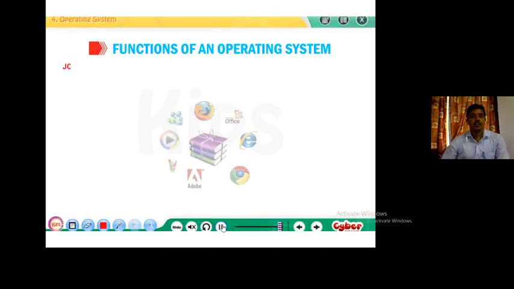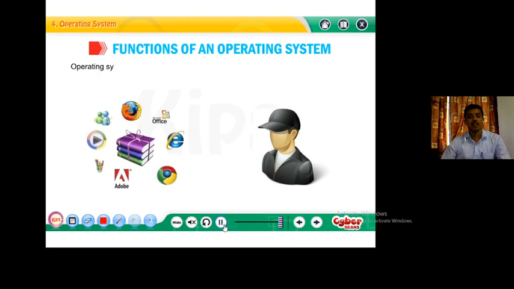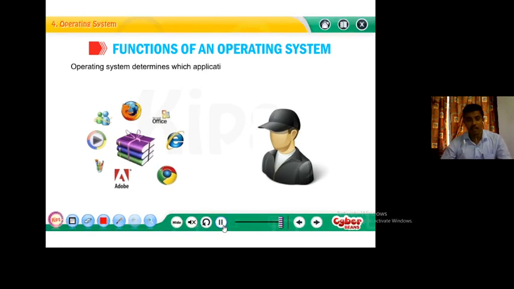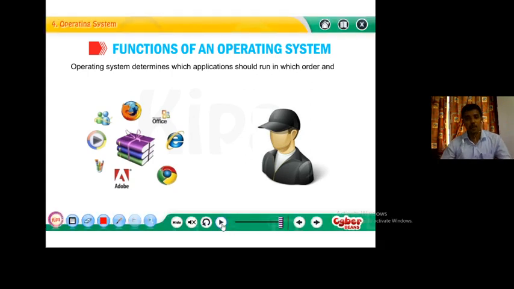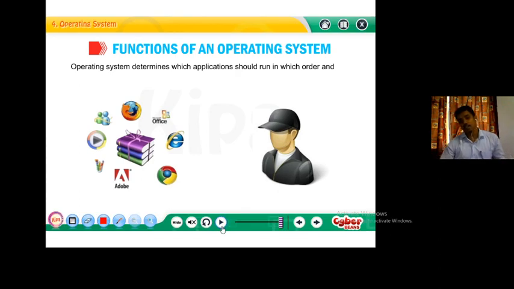So next one, job scheduling. Job scheduling is very important. In a multitasking operating system, multiple programs run at the same time. In a multitasking operating system, many programs start working together. Today's operating systems are all multitasking operating systems. Again, I will discuss this with the types of operating system, where I will cover the multitasking operating system.